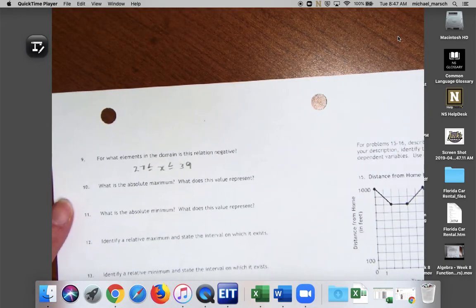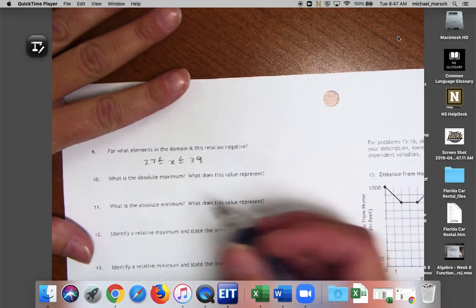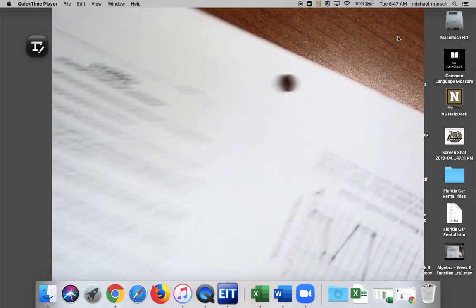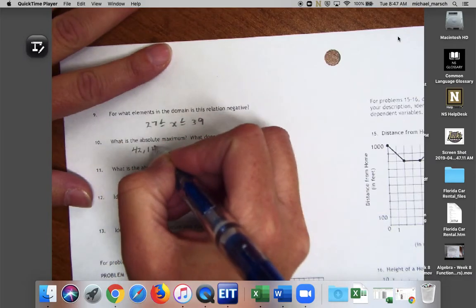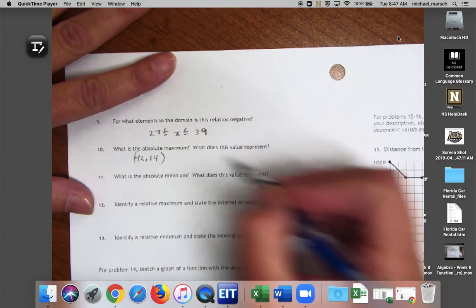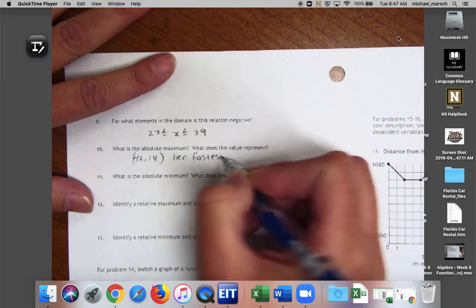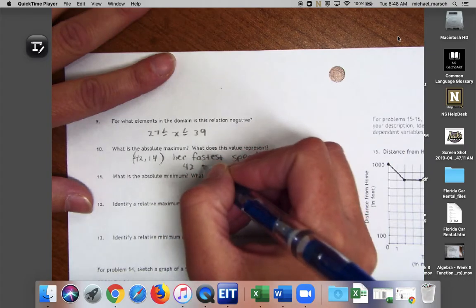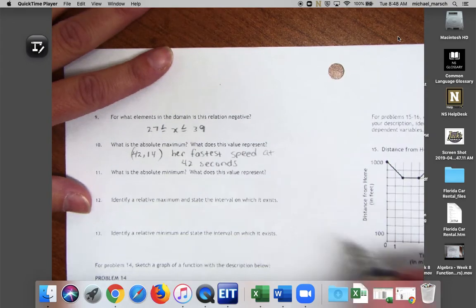What is the absolute maximum? What does this represent? So if you go back and look at the graph, the absolute maximum is 14. And it happens to be, what is that, (42, 14) is my ordered pair, and that is her fastest speed at 42 seconds.